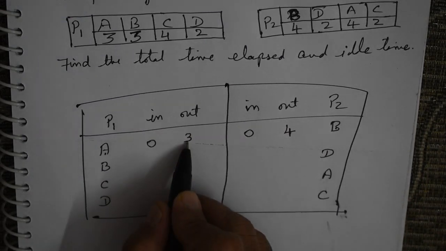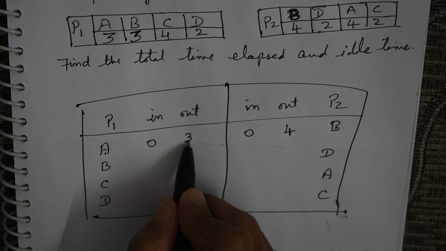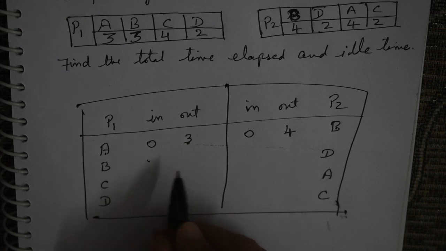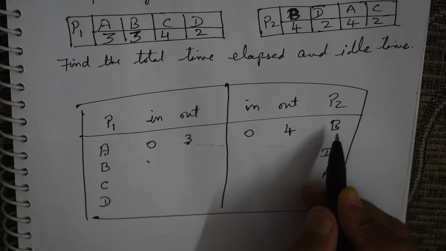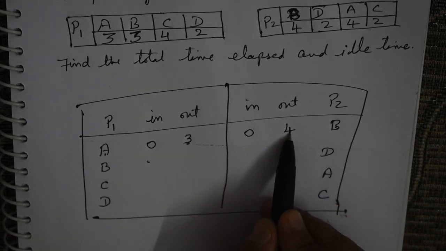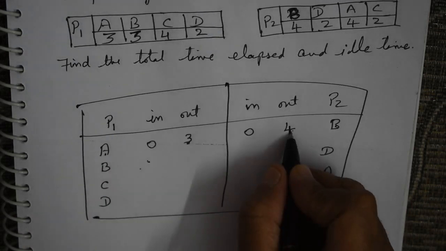Now at the third minute, P1 has completed its process in machine A, which means it should be transferred to machine B. Let us check whether machine B is readily available, but it is not so, unfortunately. P2 is using machine B, which means P1 will have to wait for 1 minute because P2 will complete its task only at the 4th minute. So it will have to wait till this is completed.